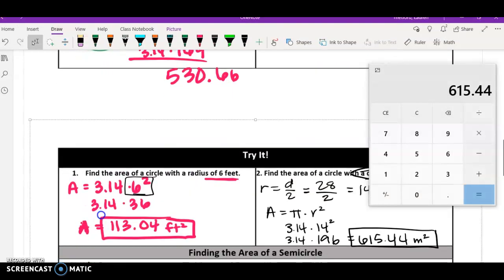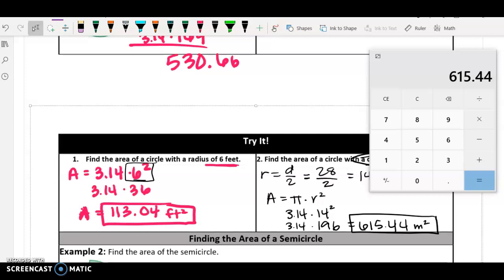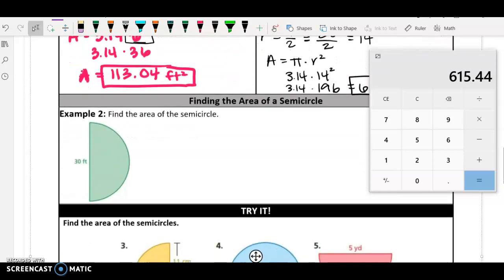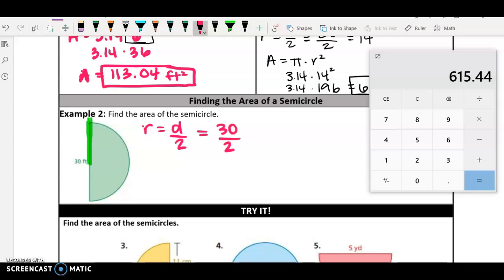All right, so now we are going to do the area of a semicircle. With a semicircle, there's a couple of steps. First, we need to know that we need the radius. So we only want half of this. So first we need to find the radius. We're going to do radius equals diameter divided by 2. So 30 divided by 2 equals 15, and that's my radius.